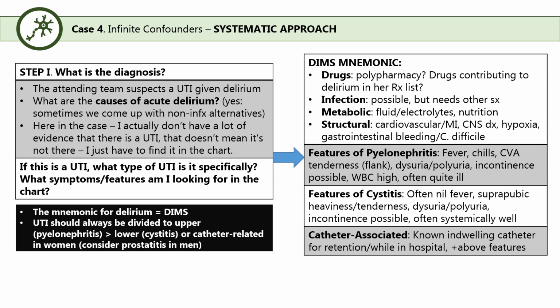In patients who have trouble remembering things, they usually can still remember that it burns when they pee. Patients with pyelonephritis are usually quite ill, but we know that infections can look masked in our older adult population. If this was cystitis, I'd expect nil systemic features, probably no delirium at all. I'd expect lower urinary tract symptoms and suprapubic heaviness and tenderness.